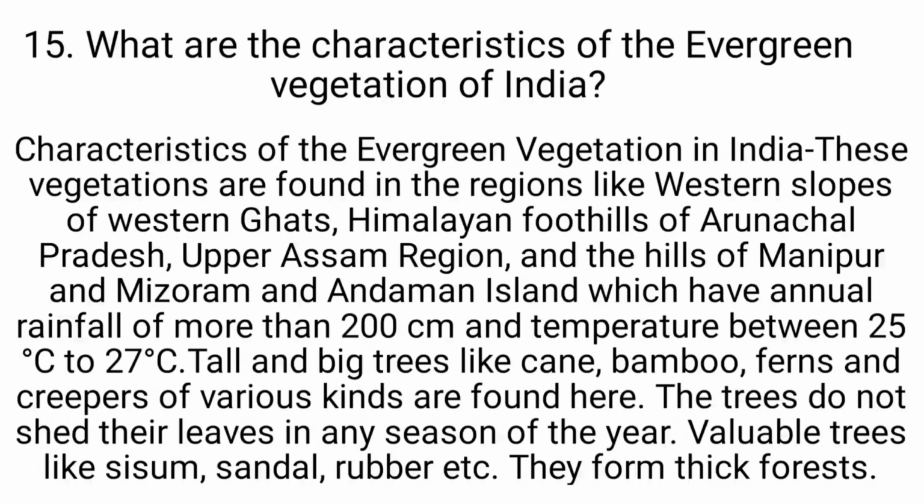Next, number 15. What are the characteristics of the evergreen vegetation of India? Characteristics of the evergreen vegetation in India. This vegetation is found in regions like the western slope of the Western Ghat, the Himalayan foothills of Arunachal Pradesh, the Upper Assam region, the hills of Manipur and Mizoram, and the Andaman Islands, which have annual rainfall of more than 200 centimeters and temperature between 25 degrees Celsius and 27 degrees Celsius.